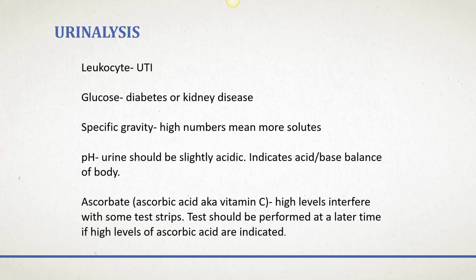pH: urine should be slightly acidic, and that's going to indicate the acid-base balance of the body. If all of a sudden you see a very highly acidic pH of the urine, that could indicate that the body is compensating for some type of acidosis. Ascorbate, or ascorbic acid, also known as vitamin C: high levels of vitamin C interfere with certain test strips, so if you see that elevated, then the test should be repeated at a later time.